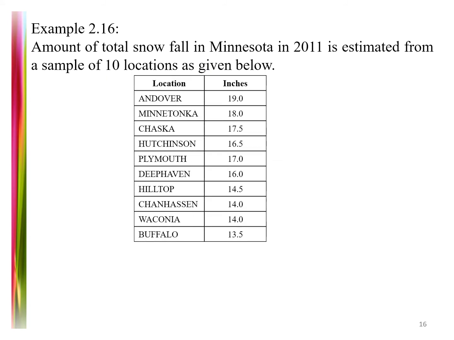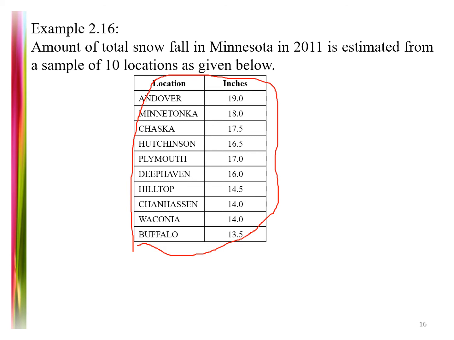Alright, so here's a simple example. The amount of total snowfall in Minnesota in 2011 is estimated from a sample of 10 different locations. So in this case we consider 10 different locations, and they're given the total snowfall. These are just discrete observation values.